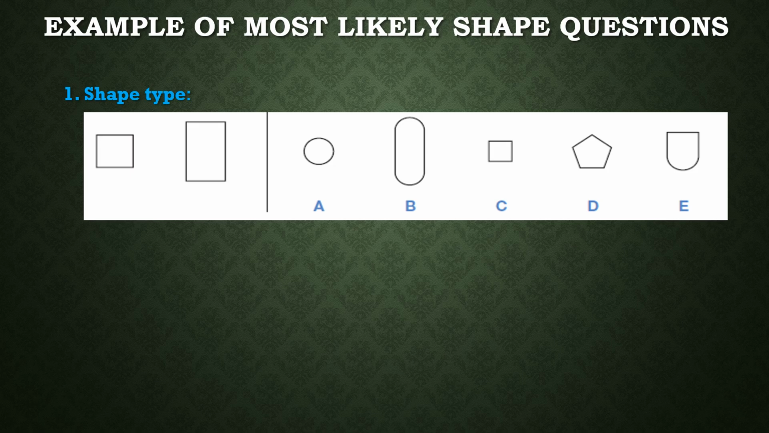If we look at the very first example, this is a shape type of question, wherein we can see that the two images which are given have four edges. If we need to find the answer from this set of images, then obviously the circle won't fit in, and B also won't fit in. We have C, which is a square shape, so this should fit in. Then we have a pentagon, and a different shape, which should also not fit in. So ideally the answer should be option C.